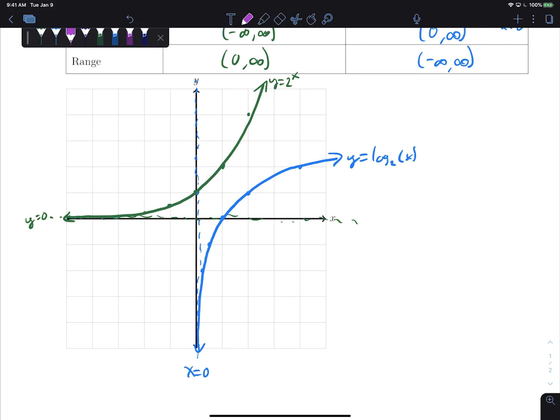And just for laughs, let's go ahead and graph y equals x. There you go. That is y equals x. And notice that this is, in fact, symmetric about the line y equals x.